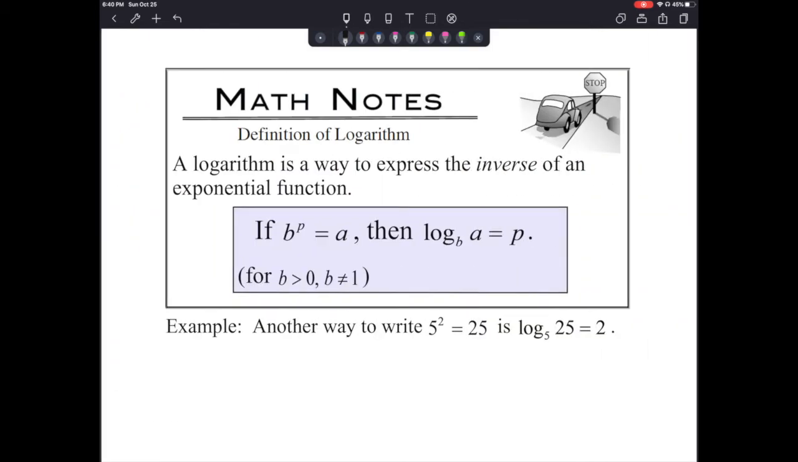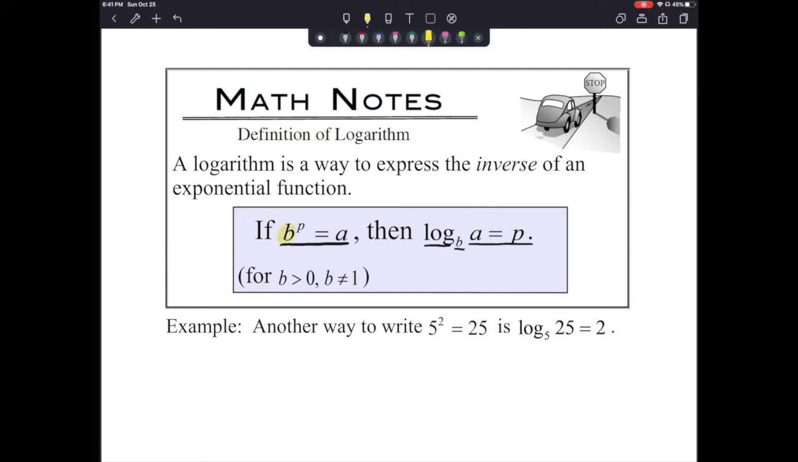So the definition of a logarithm. A logarithm is a way to express the inverse of an exponential function. It states here if b to the power of p equals a, then log base b of a is equal to p. So when we think about that here, right?